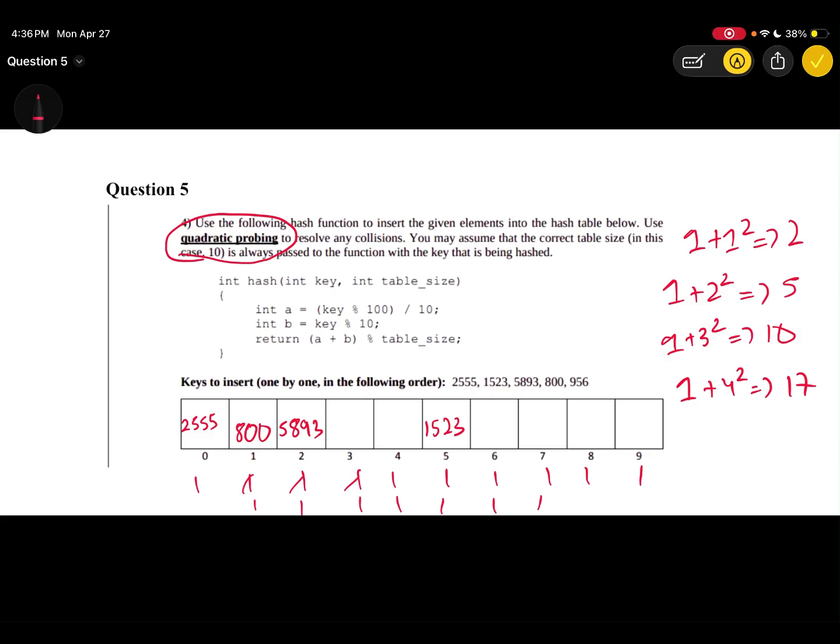1, 2, 3, 4, 5, 6, 7, 8, 9, 10, 11, 12, 13, 14, 15, 16, 17. So it should go here, right? So that's the whole idea.